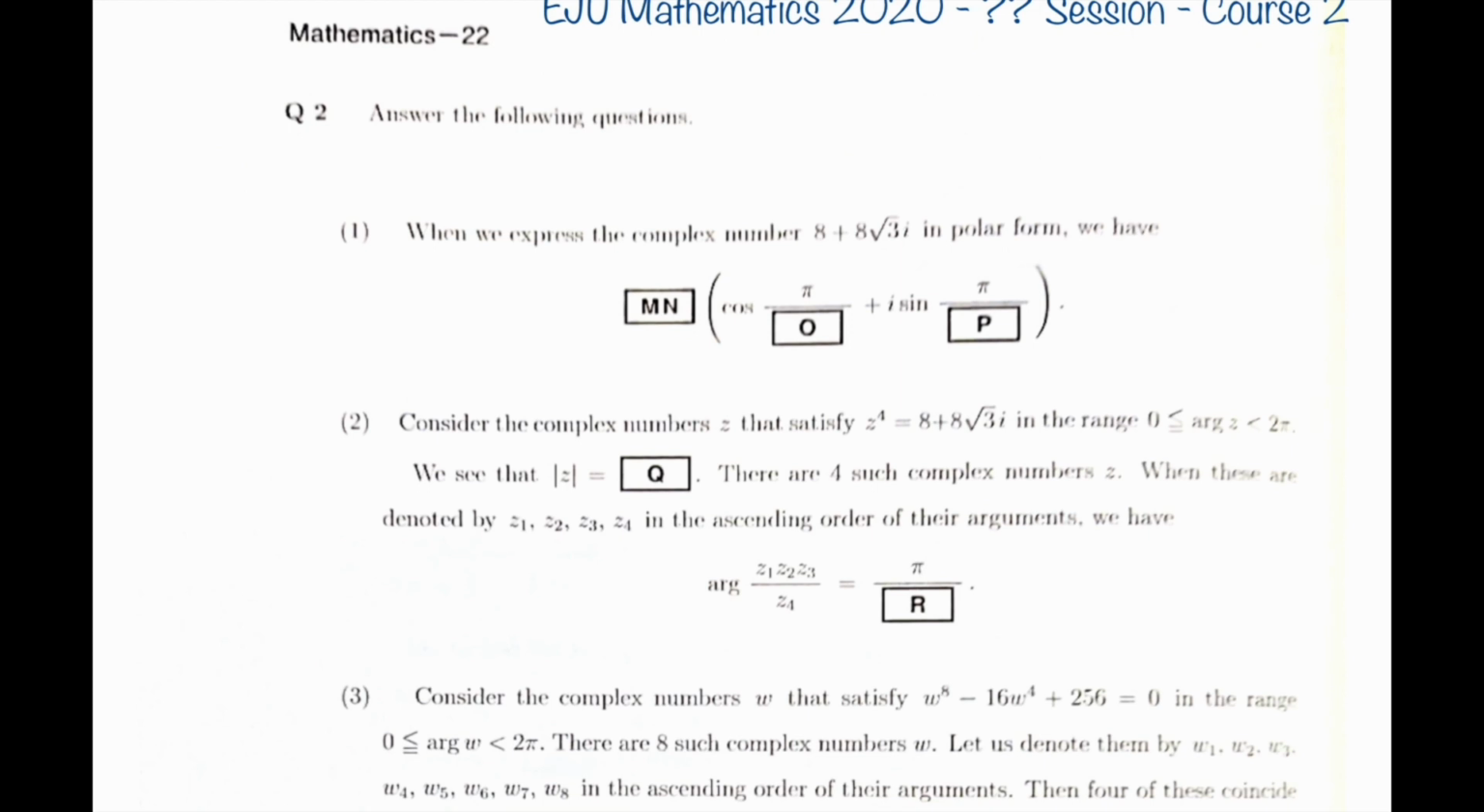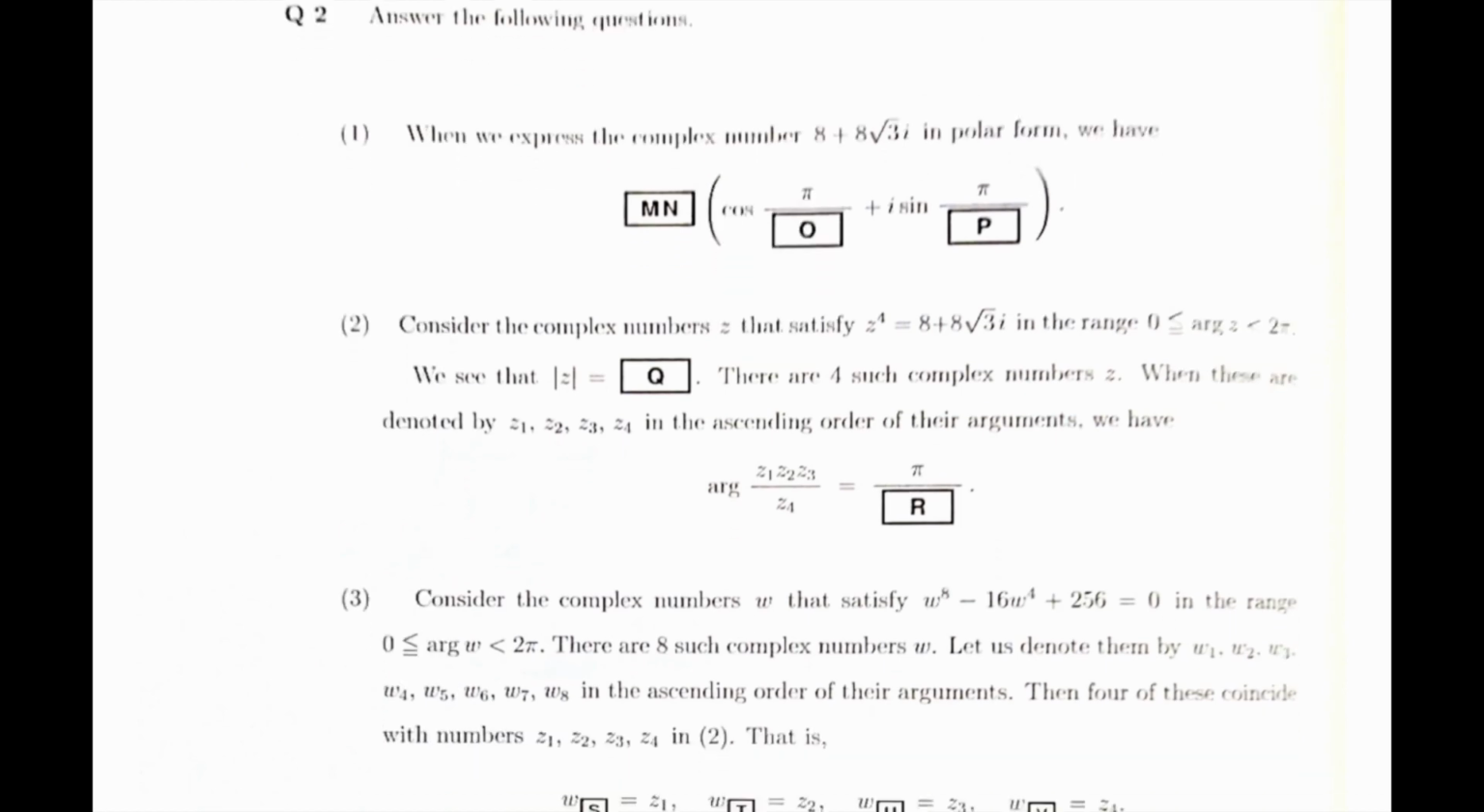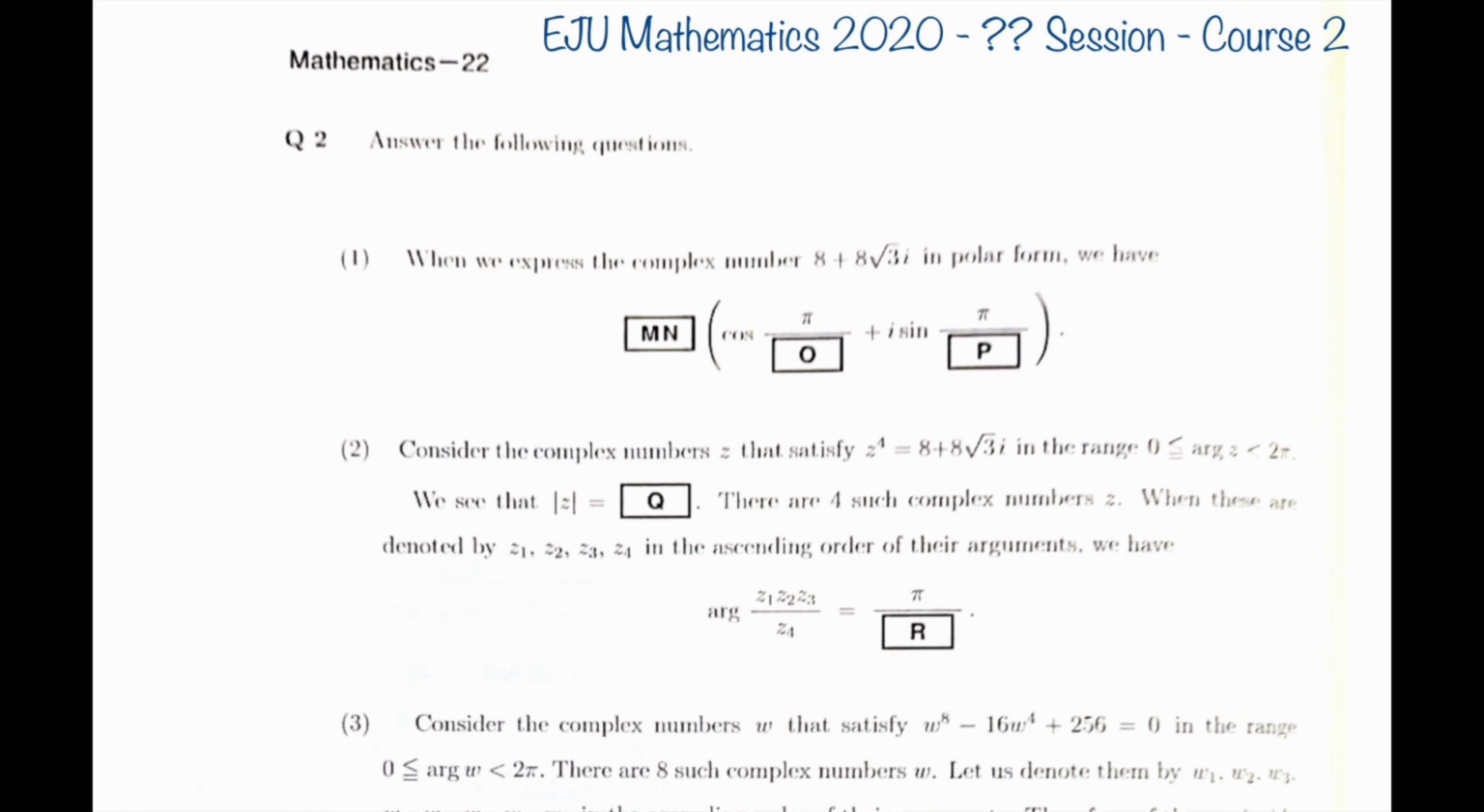Okay, let's start to solve this question. This question is about complex numbers. When we express the complex number 8 plus 8 square root of 3i in polar form, we have blah blah blah. So, I have a complex number, 8 plus 8 square root of 3i. Let us assume this complex number is, let's say, a. So I have a equals 8 plus 8 square root of 3i.